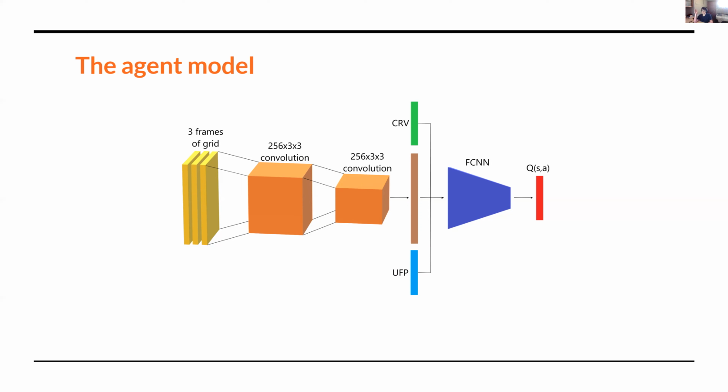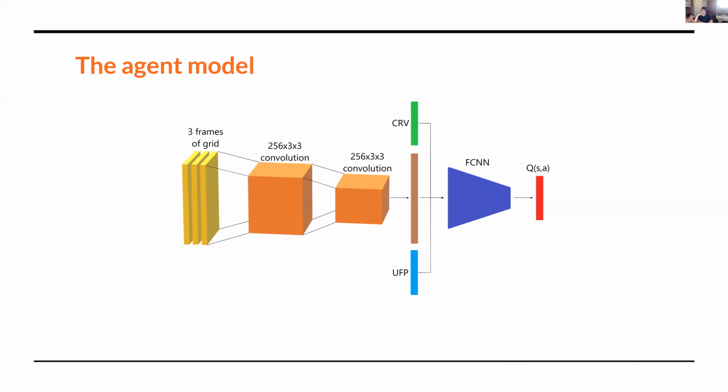We have three RGB images coming from three consecutive time steps fed to the agent, which are passed through two convolutional layers with 256 filters. The resulting features are then flattened and concatenated with the utility function parameterization, and optionally with the cumulative reward vector. I say optionally because we tested both providing and not providing the cumulative reward vector to the agent and compared the results between these two approaches.